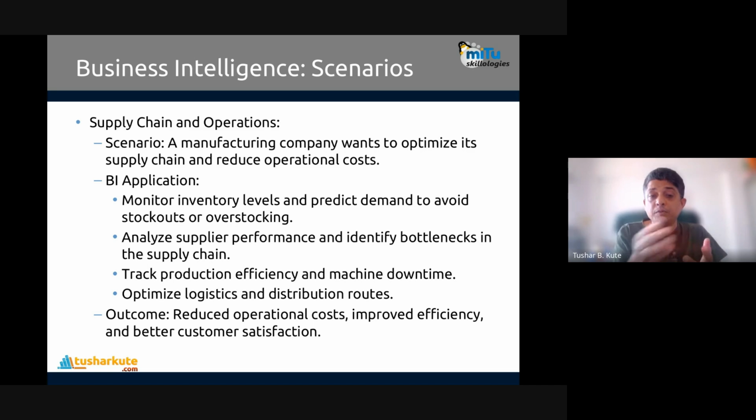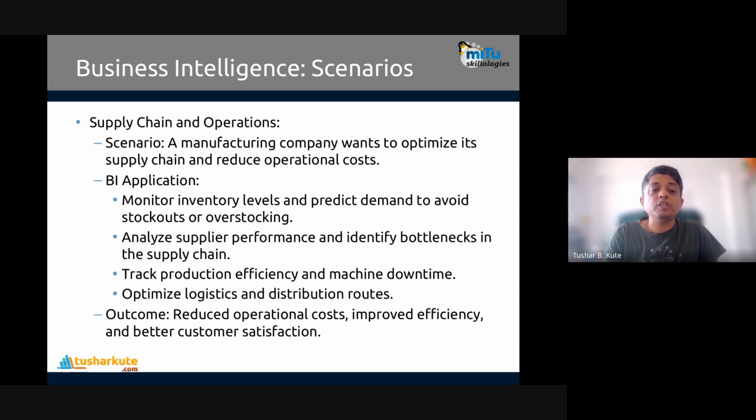Analyze supply chain performance, as I mentioned, bottlenecks in the supply chain. What bottlenecks are possible can be identified. Track production efficiency and machine downtime. Machine downtime means how many times the machine has failed, how much cost we have incurred, and how much loss we have incurred in that particular downtime. That can be tracked. Whether production efficiency is matching supply and demand can also be tracked.